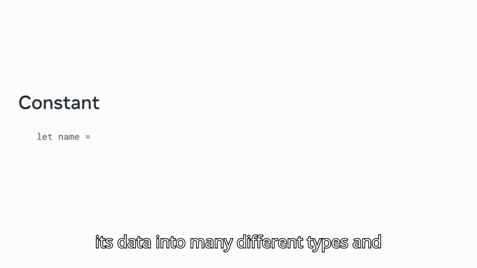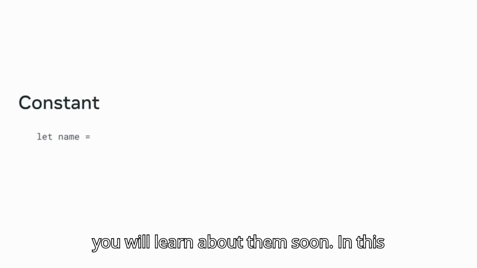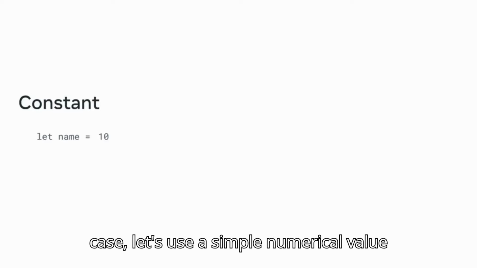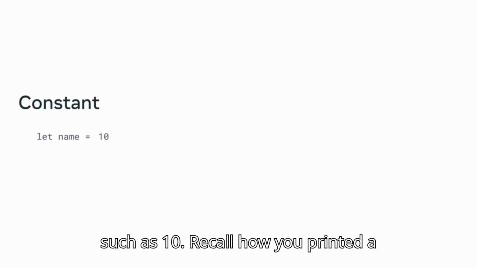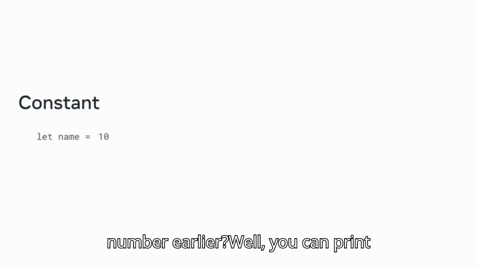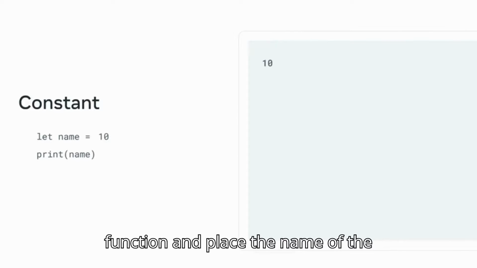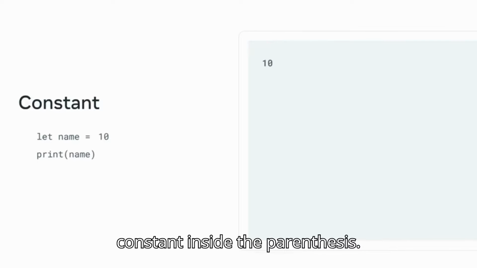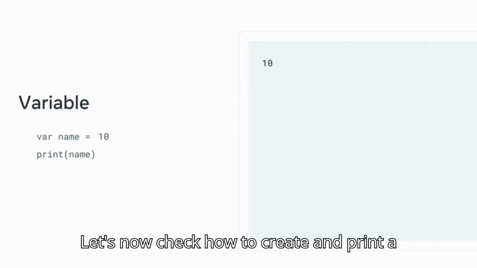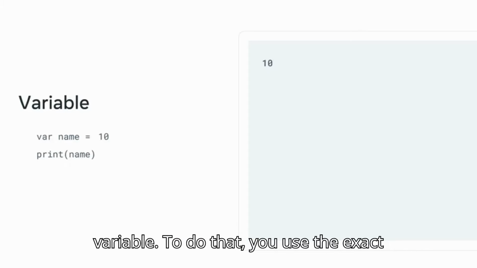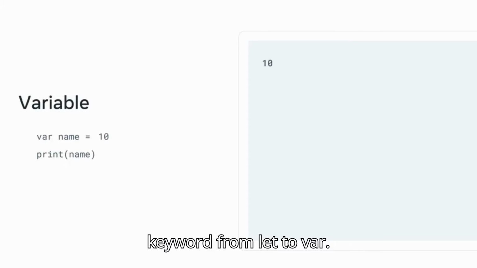Swift organizes its data into many different types, and you will learn about them soon. In this case, let's use a simple numerical value such as 10. Recall how you printed a number earlier? Well, you can print constants too. Just type the print function and place the name of the constant inside the parentheses. Let's now check how to create and print a variable. To do that, you use the exact same process, except you switch the keyword from let to var.